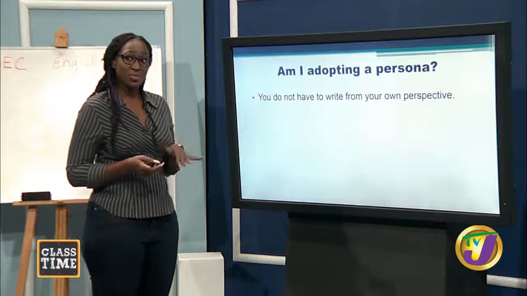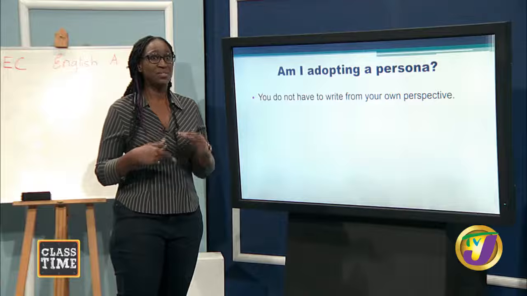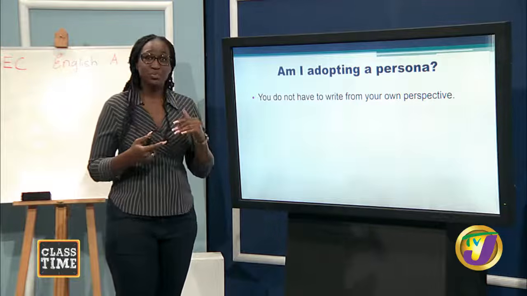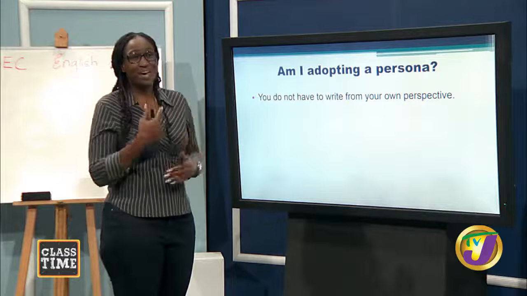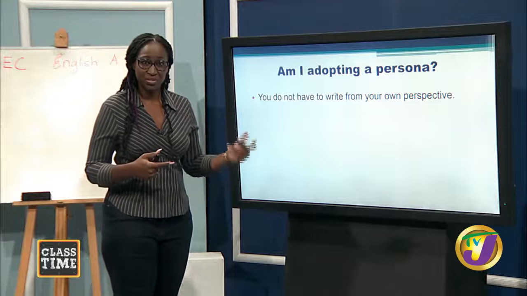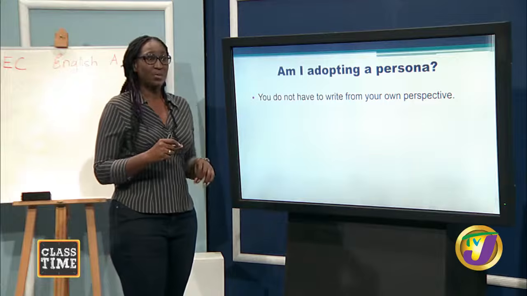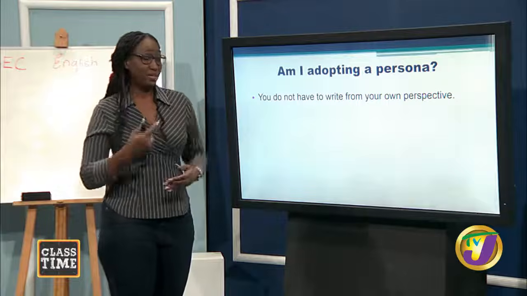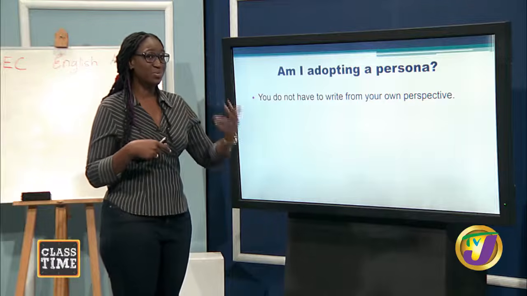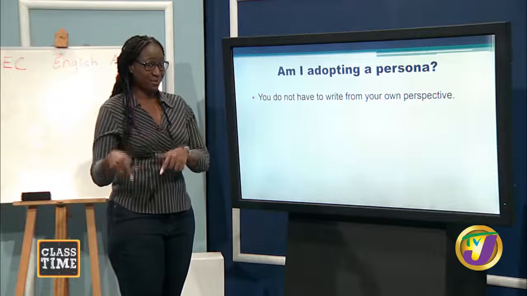The next question for you to ask, am I adopting a persona? So again, this goes back to the scenario you are given. In that scenario, are you supposed to be writing as a specific type of person? So are you still going to be that grade 9, 10, 11 student? Or are you supposed to be a member of a particular community? Are you supposed to be a member of a particular organization? So you need to know, am I supposed to adopt a particular persona? And therefore, you'll understand what you need to do as that person.